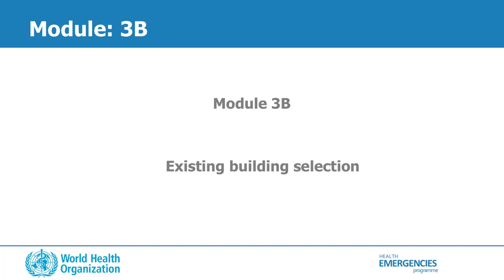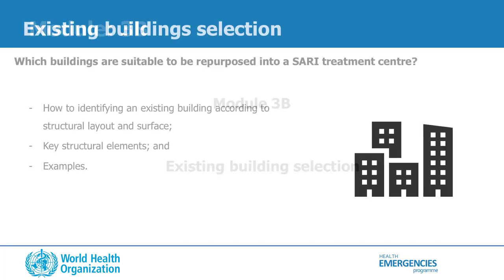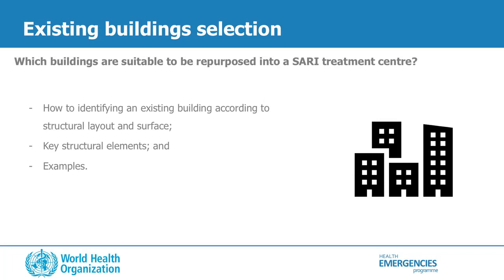Welcome to Module 3B, focusing on the existing building selection process. Now that we know what we should consider, let's see how to identify an existing building according to structural layout and surface.